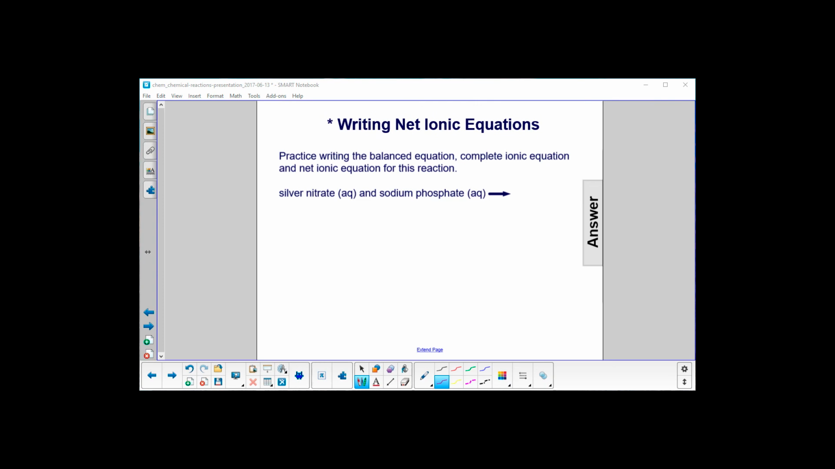Here's another equation, and feel free to consult your periodic table to get the valences of the various elements and the nitrate and the phosphate. And put together first a balanced equation, then the complete ionic equation, and then the net ionic equation. So please pause the video, give it a shot, and when you're ready, unpause and come back. Okay, hopefully you've given this a shot, and let's see what we get.